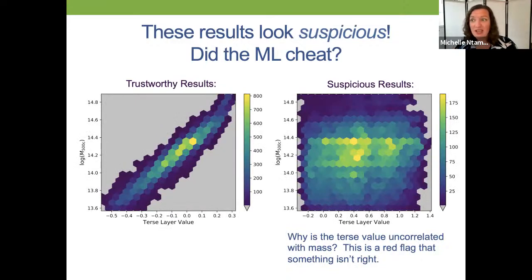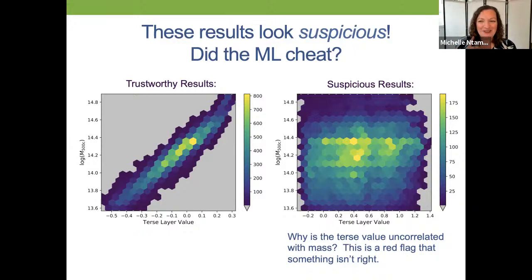Okay, here what I'm showing: on the x-axis is my terse layer value, and on the y-axis is my mass. Remember I said that I expect my terse layer to be sort of a mass proxy. And in the trustworthy results, indeed, that is the case. My machine learning algorithm has come up with a mass proxy. The units are not physically meaningful to me, but it is indeed a mass proxy that correlates very tightly with mass. It figured out how to find mass from those observables.